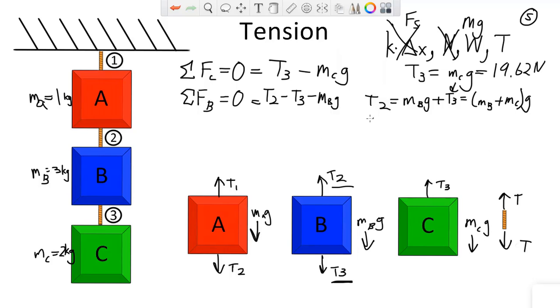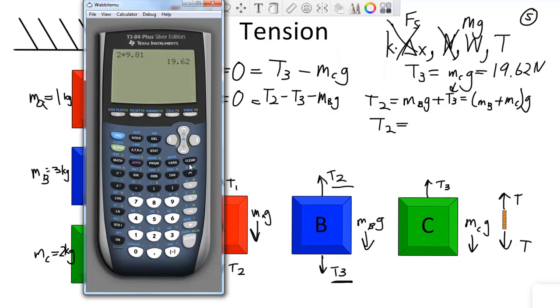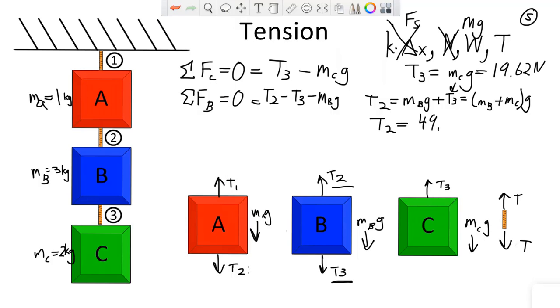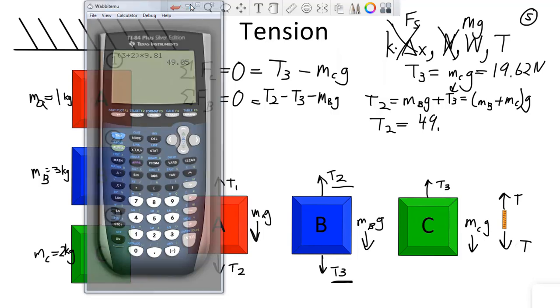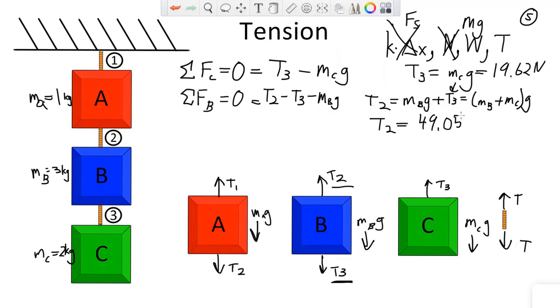So now T2, if we use our calculator again, is going to be 3 plus 2, and then times that by 9.81. So now we're going to have 49.05 newtons for the tension in this rope. As you can see, it keeps on getting greater than the one below it, which makes sense because there's a mass below that one.